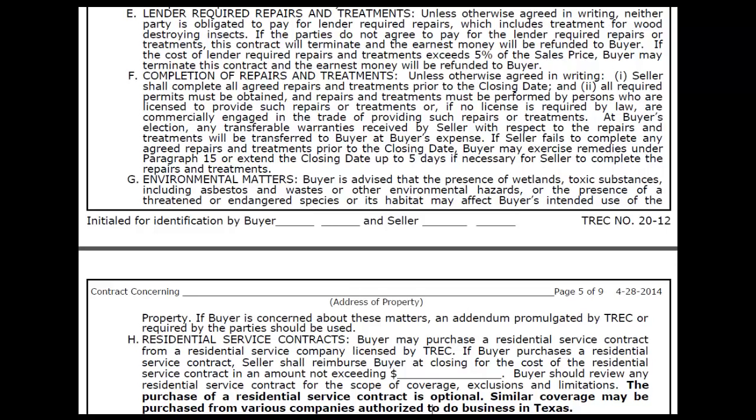If there's something wrong with the property that you find out about after closing, then typically it's better to call somebody before you call an attorney. And so if you can call a home warranty company to hopefully fix the actual problem rather than call an attorney, that's a good thing. So we typically try and negotiate that into the contract as long as the buyer and seller are agreeable, which in most cases they are.